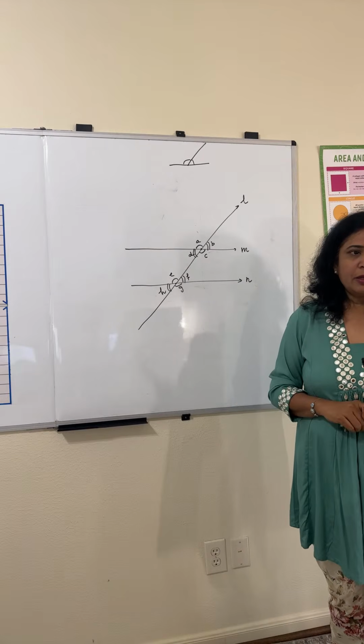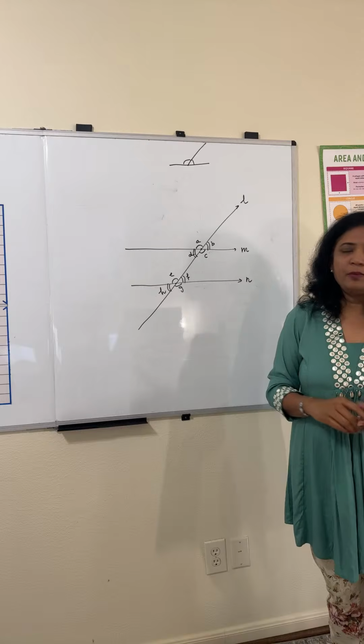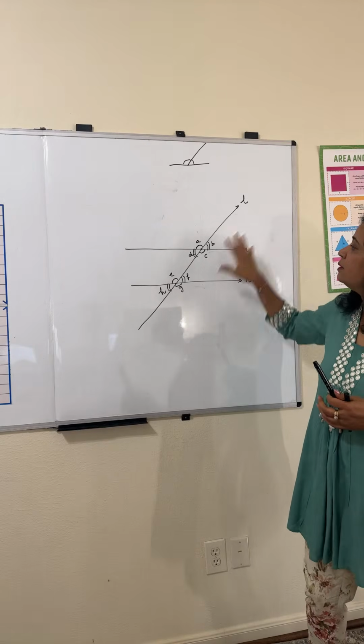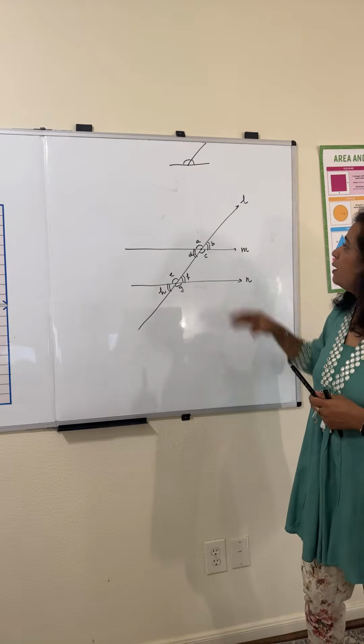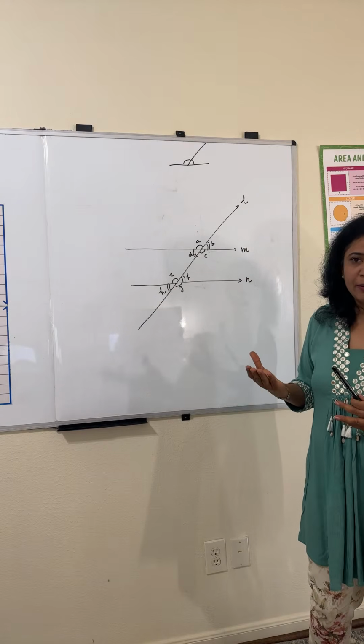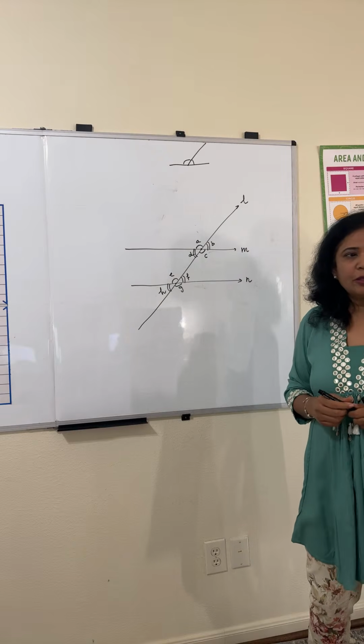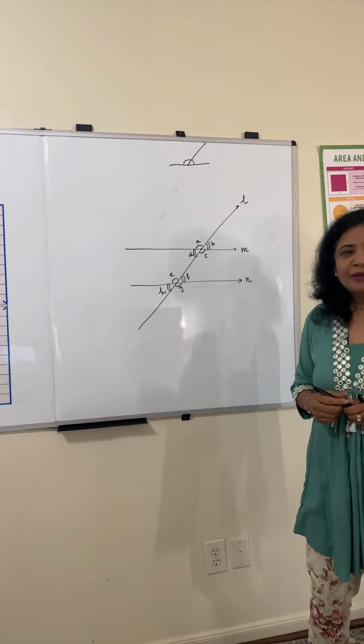So we now know the internal angles, we know the external angle theorem, and we know the parallel lines cut by a transversal and all the angles they make. Okay? So good for today. Let's move on to the next topic in another part.